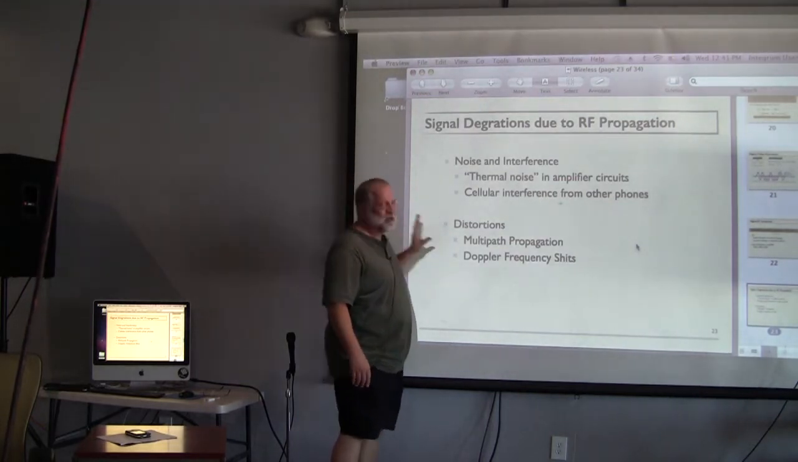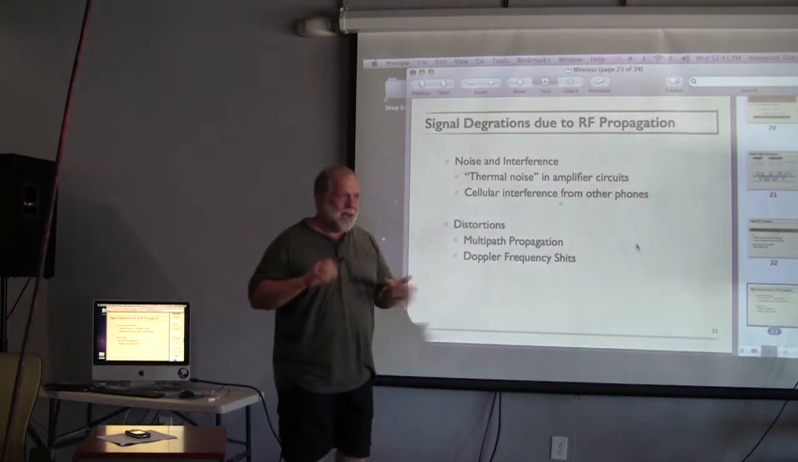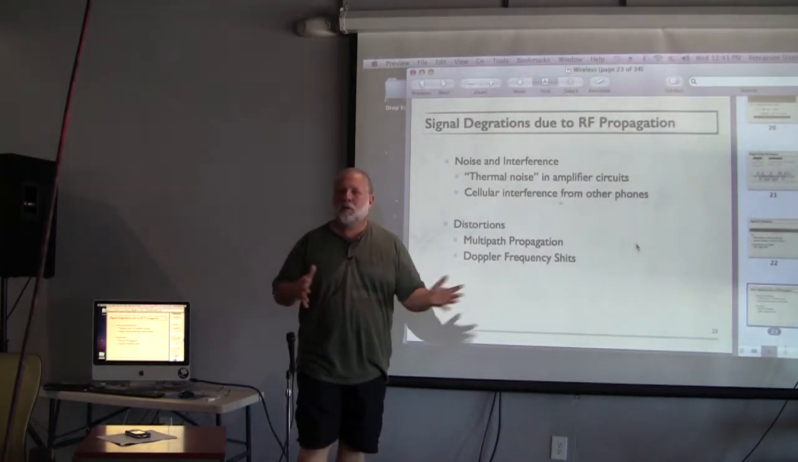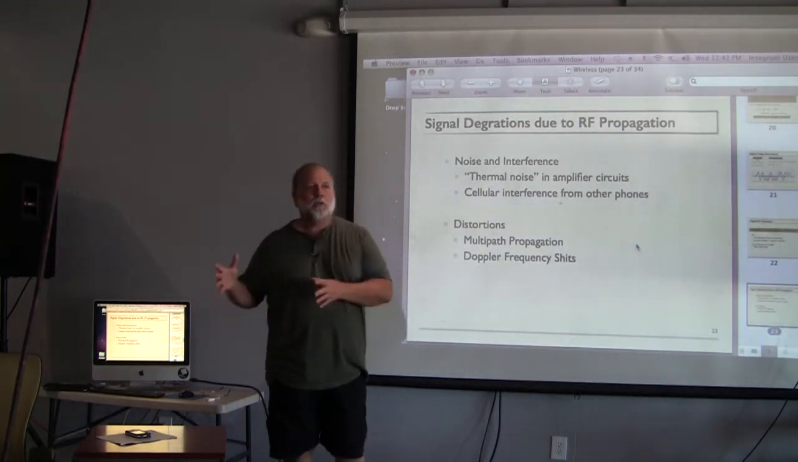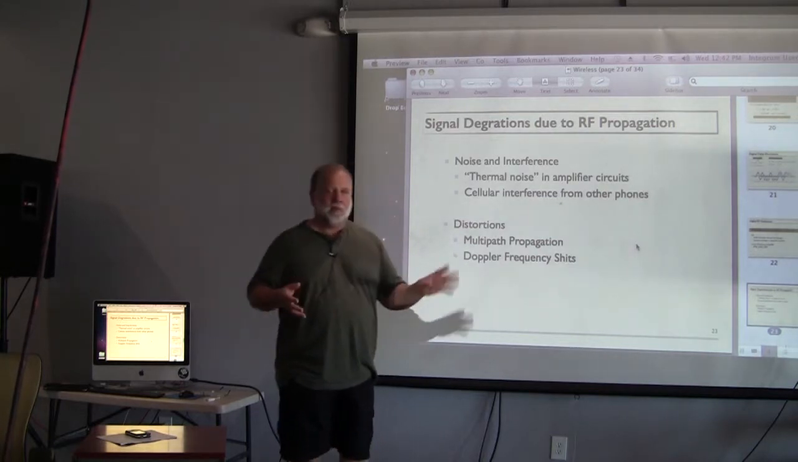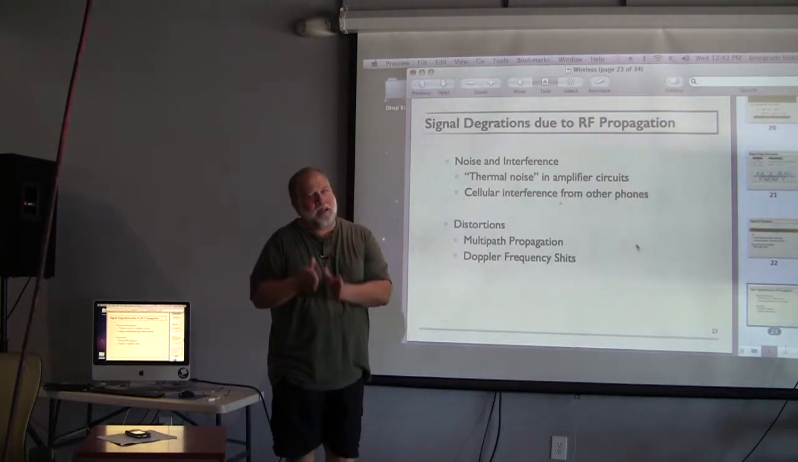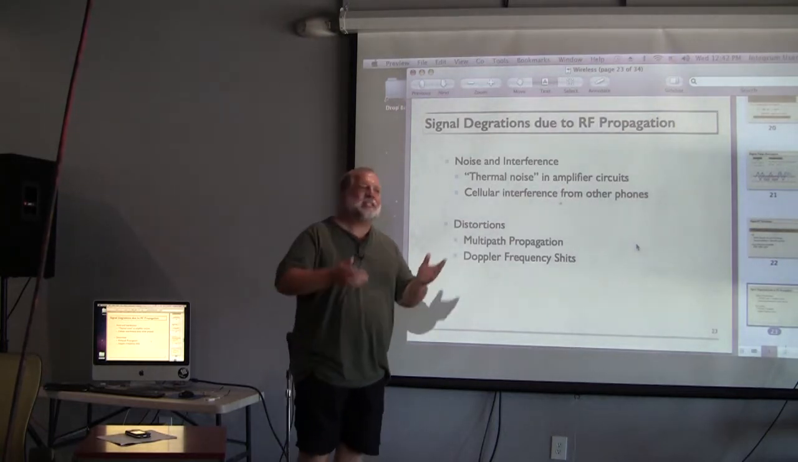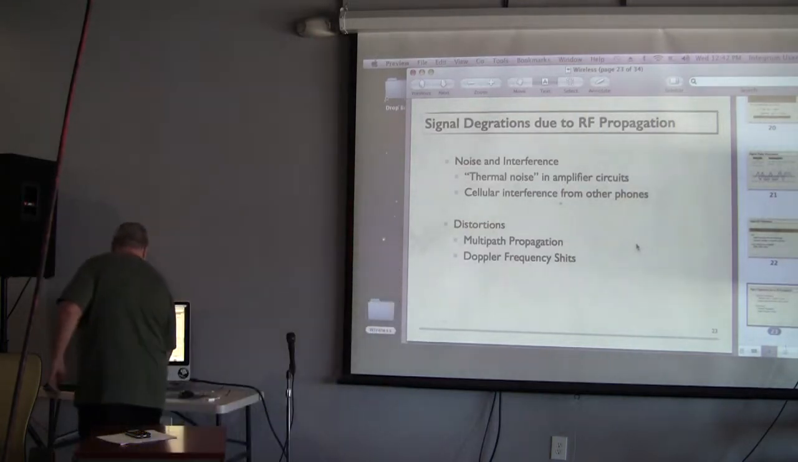Doppler frequency shift. I'm not going to explain the Doppler phenomenon. I hope you maybe had it in high school or something, but it's basically when you are receiving or transmitting from a moving vehicle, from the velocity. If the path length is getting shorter, then the carrier waves are getting compressed, and you get a higher frequency shift.